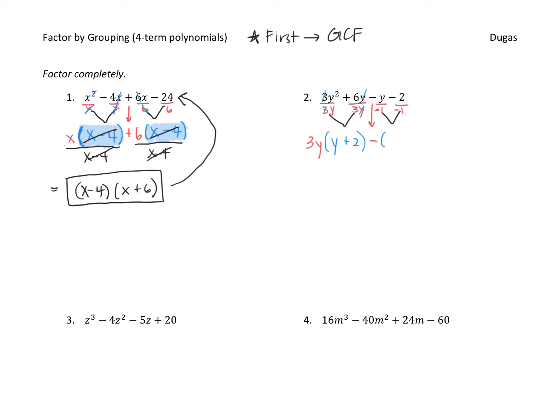And if you want to put the 1 here, that's perfectly fine. Let me make it so it's not touching. There we go. All right, so negative y divided by negative 1 is y. And then negative 2 divided by negative 1 is plus 2. Notice that what's in blue is the same. So y plus 2 is the same. That's one factor. And then your leftovers, the 3y minus 1, is your other factor. And so this is fully factored for number 2.